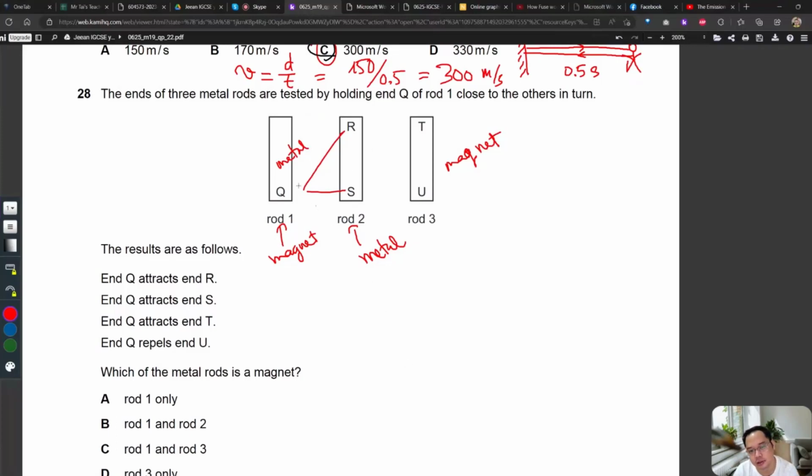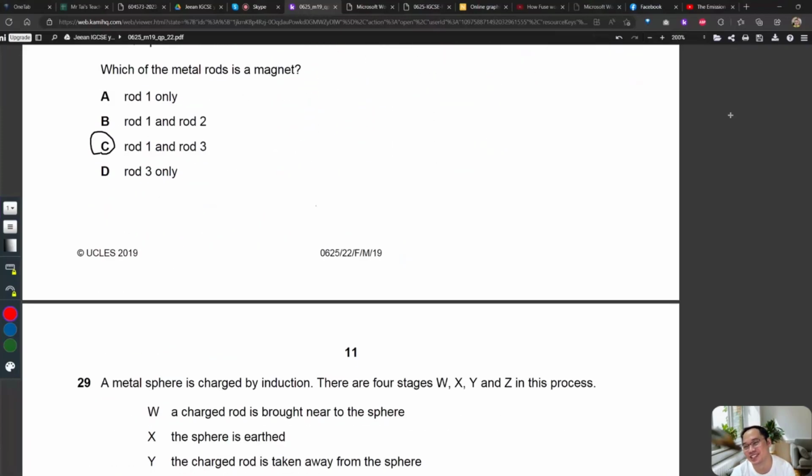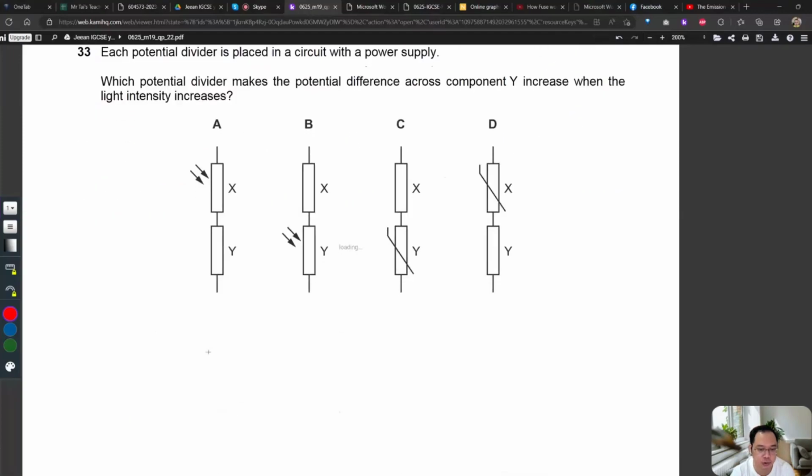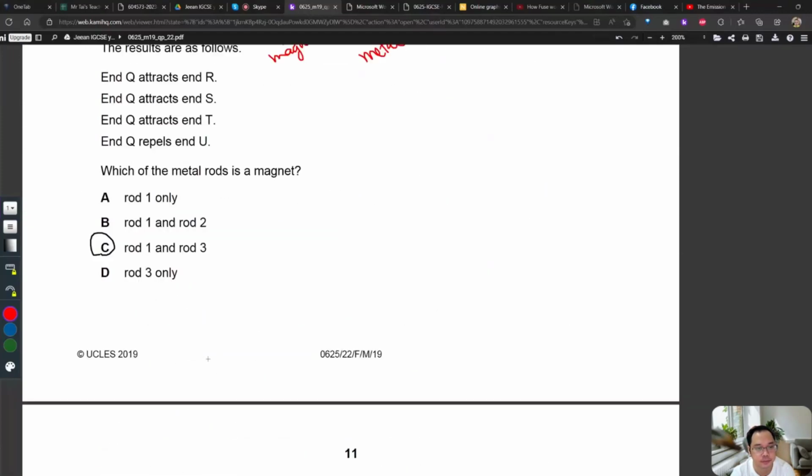Rod 1 can attract and repel T and U, the 2 poles. Attract or repel the 2 poles. So rod 1 and rod 3 must both be magnets. And the rod in the middle, rod 2, is simply a metal bar because it is attracted at both ends. Okay, I get it. Very simple, just like secondary school. But among 40 questions, there must be some easy questions like that. It cannot be that all 40 are very difficult.